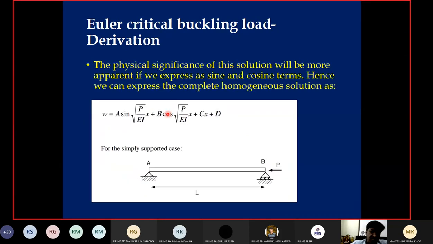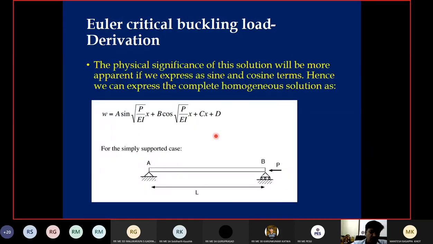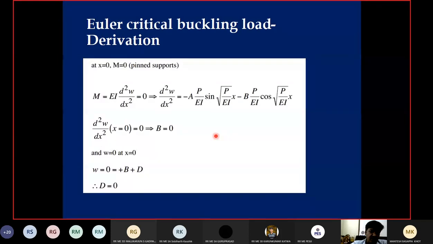Here you can see when it is plugged into the equation, you get the equation wherein you need to find the constant. For finding the constant, you put the boundary conditions, because it's a spatial problem. If it was an initial condition problem, that is a dynamic problem, you put the initial conditions wherein the velocity and the acceleration and displacement come into play.